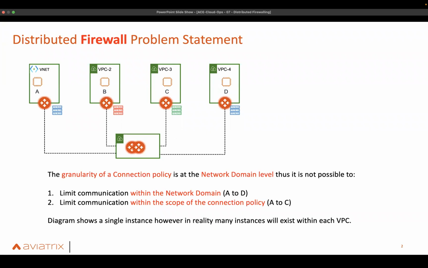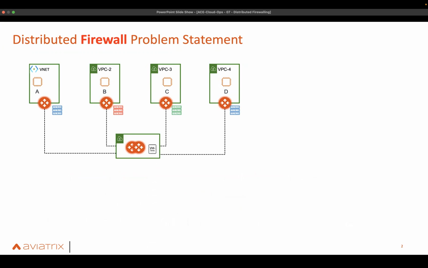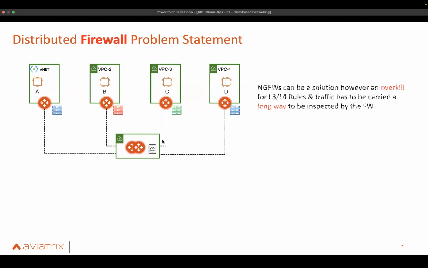Obviously, I'm showing a single instance in these VPCs and VNets. In reality, there could be hundreds or even thousands of instances within a VPC or a VNet. So one typical approach, since we've discussed FireNet, is to insert a next generation firewall on that transit and put the policies on what is allowed to work, obviously adding inspection, IDS, and all that stuff. The reality is they can definitely be a solution.